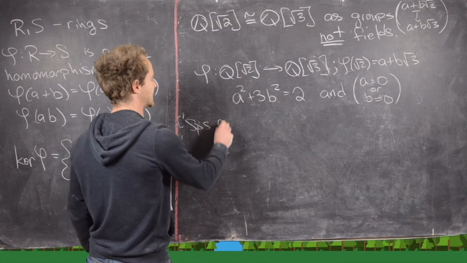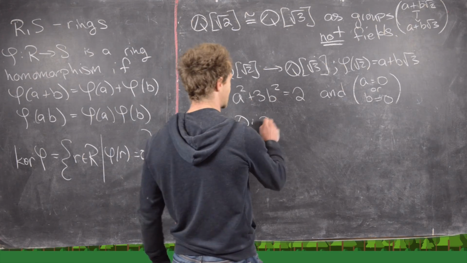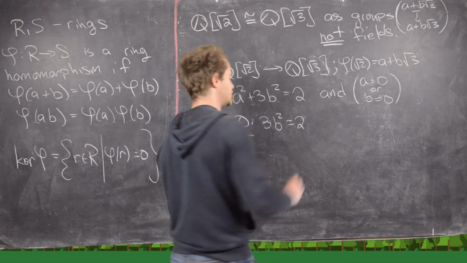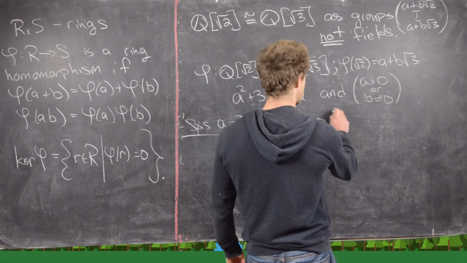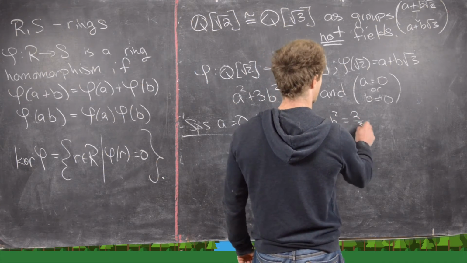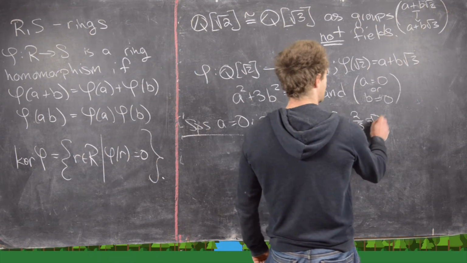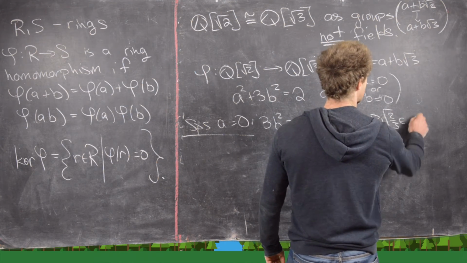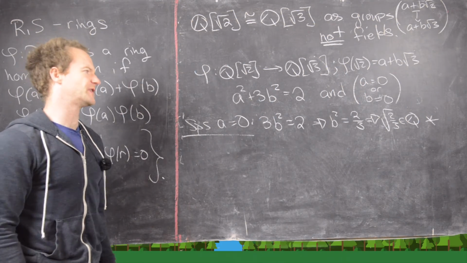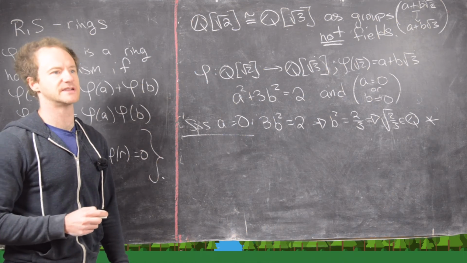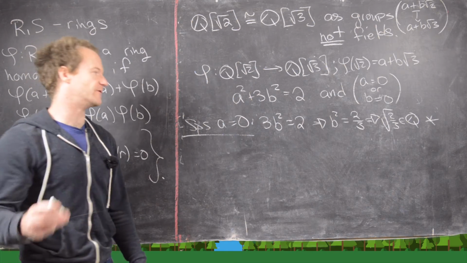Let's suppose that a equals 0, so that'll be case number 1. But that tells us that 3b squared equals 2, which tells us that b squared equals 2 over 3. But then that tells us that root 2 over 3 is a rational number, which is a contradiction. I won't prove that, but you can prove that via simple methods, maybe a proof by contradiction. The next case is going to go very, very similar.